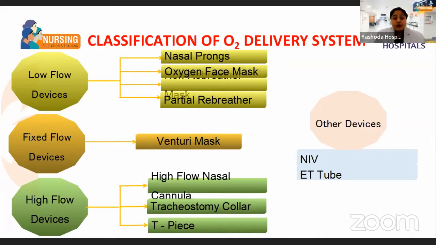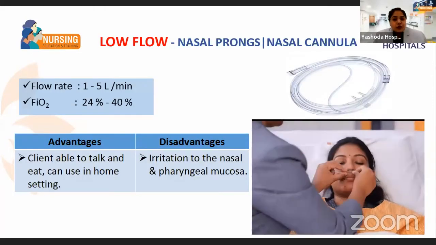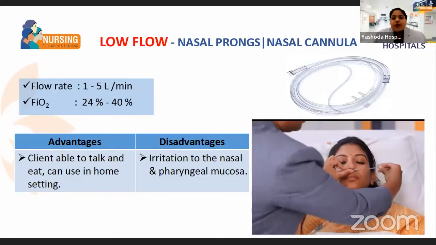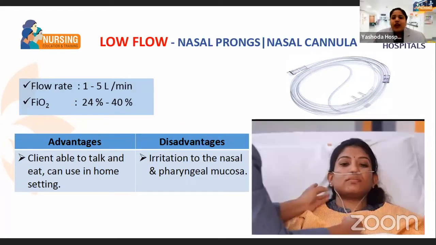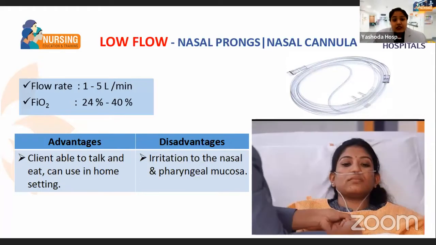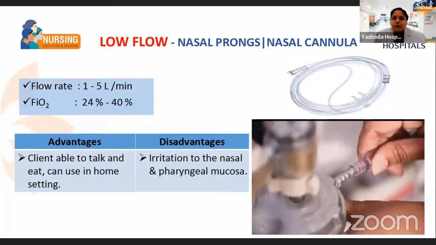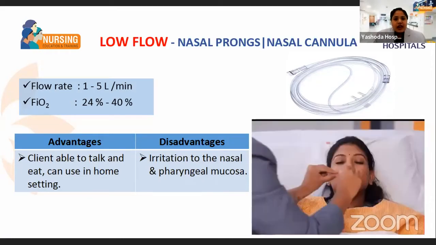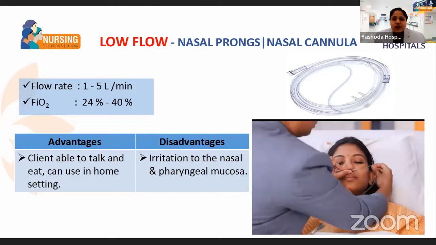Then let's move into our main topic of today. Low flow devices. So first about the nasal prongs, and another name for the nasal prongs is nasal cannula. By using this device, we can administer a flow rate of 1 to 5 liters per minute, and it delivers an FiO2 of 24% to 40%. And here you can have a look into the video how they are going to connect and how they are going to adjust the nasal prongs.